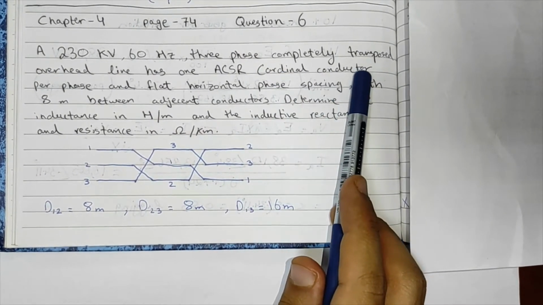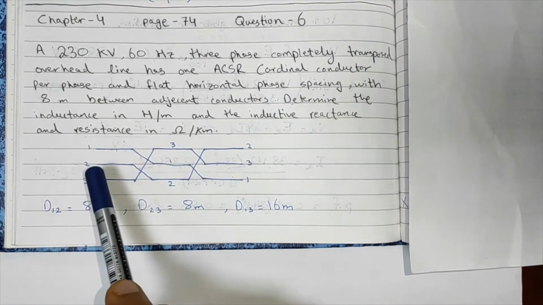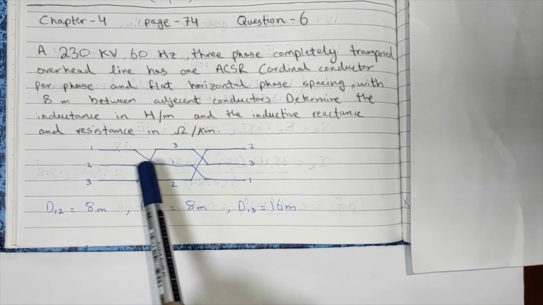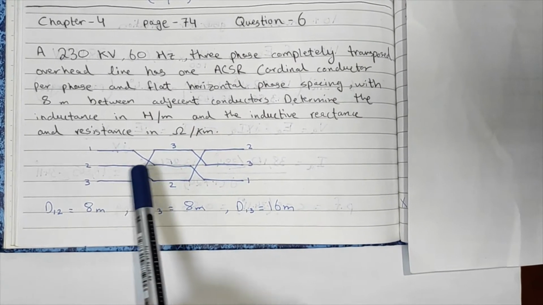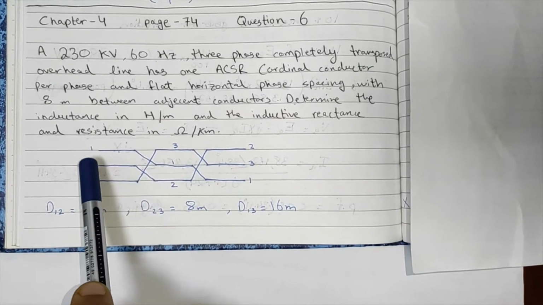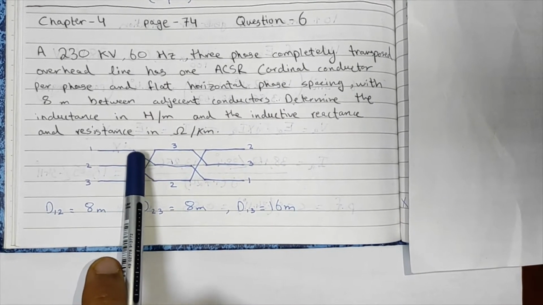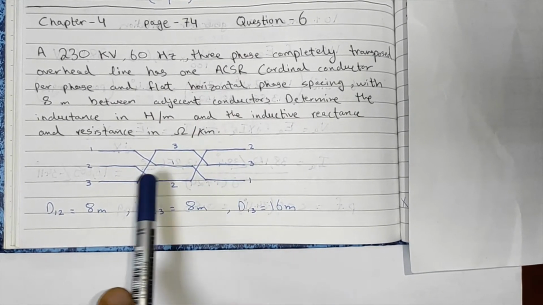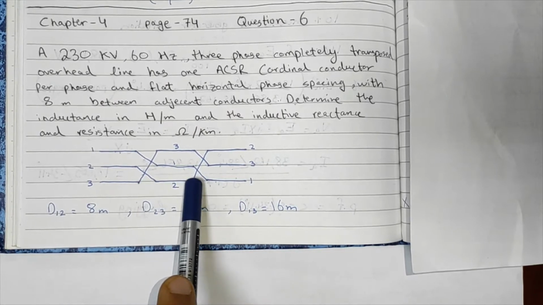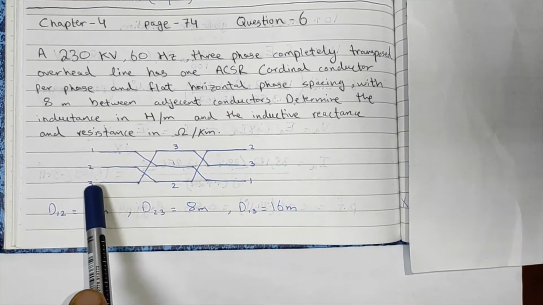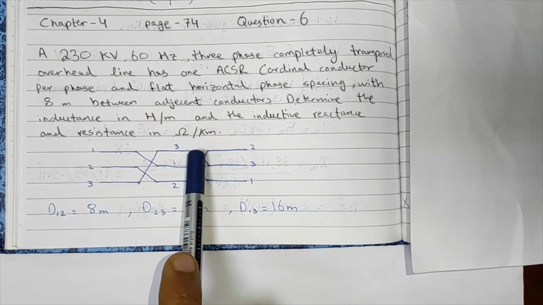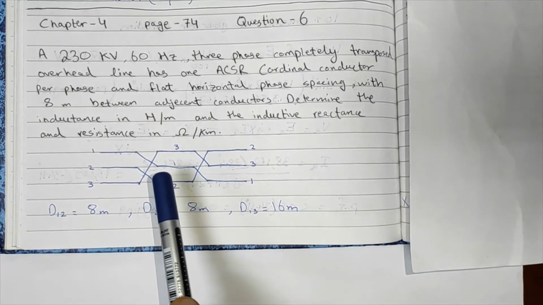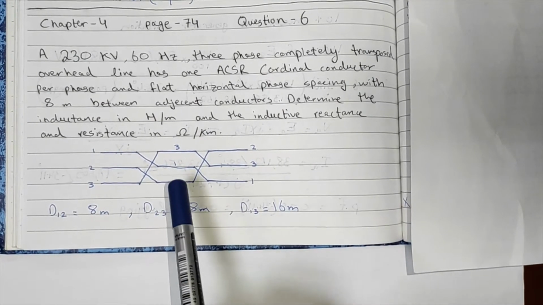Now what does completely transposed mean? That the phases are actually transposed after a couple of kilometers. If you look at this diagram, you can see that phase number 1 is transposed to the middle, and then it goes after a while to the last, and then phase number 2 goes to the last and then goes back to the first position. Phase number 3 starts from the last position, goes to the first position, and then goes to the second position. So in this way, all the phases are actually transposed to keep a good balance.